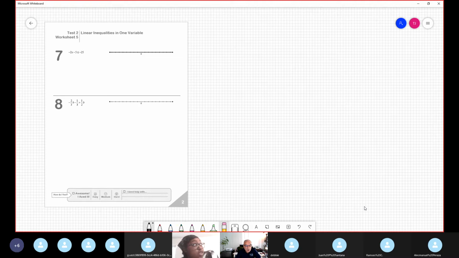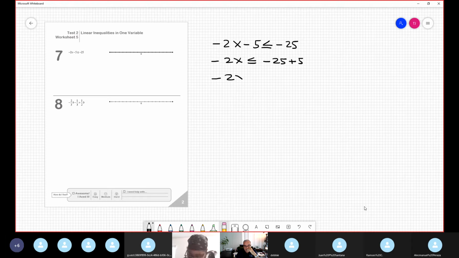It is negative 2x minus 5 less than or equal to negative 25. This is not compound. It's only a single inequality. Easier. You solve for x: negative 2x is less than or equal to negative 25 plus 5. Negative 2x less than or equal to negative 20. Divide by negative 2 on both sides. x is 10, and the sign is greater than or equal.